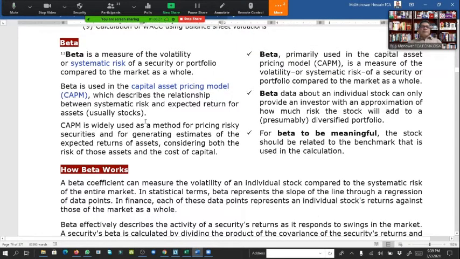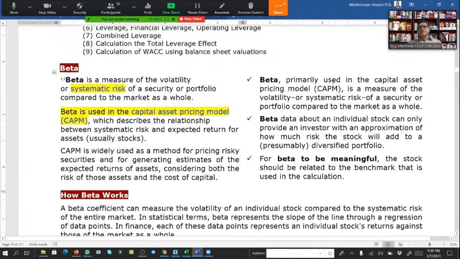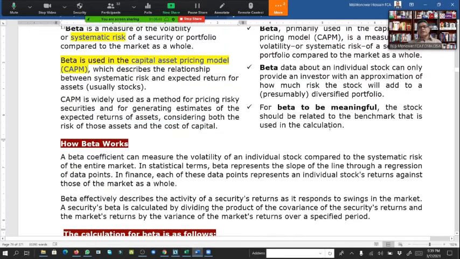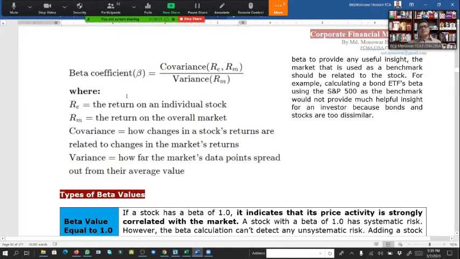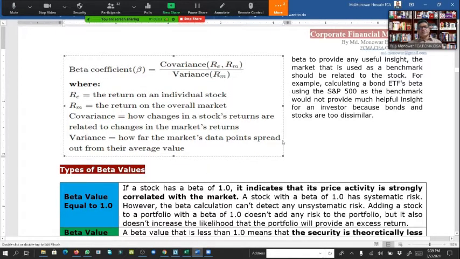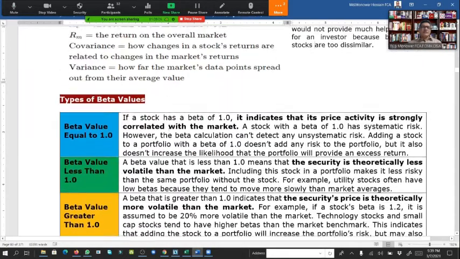Now, what is beta? Beta is the measure of the volatility of systematic risk, and we use beta within the CAPM formula. Beta is primarily used in the capital asset pricing model. Beta data about an individual stock can only provide the investor with an approximation. How is beta calculated? It is a statistical formula, covariance, and then calculated. We do not need to calculate beta, because in our exam we will be given the beta value.